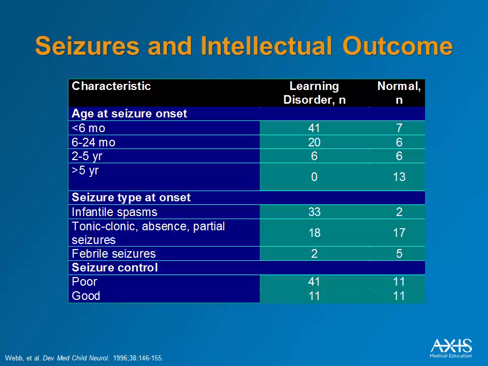Furthermore, the most ominous pattern of seizures occurring early on is that of infantile spasms, where there was a very high proportion of intellectual disability. Seizure control, in many of the instances, and realize this was 20-odd years ago and seizure medications have evolved a great deal in that time, but in many cases was not good. And there is a pretty well-established relationship between seizure control and intellectual outcome.